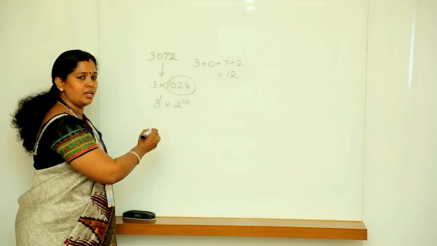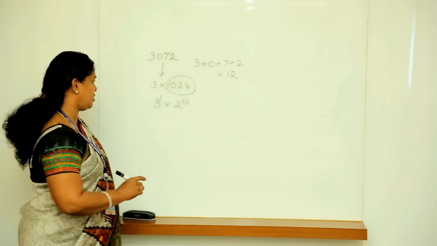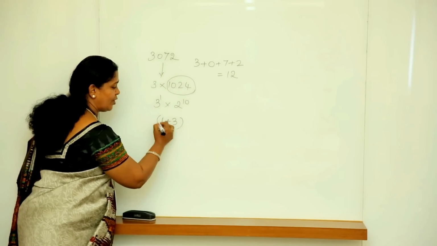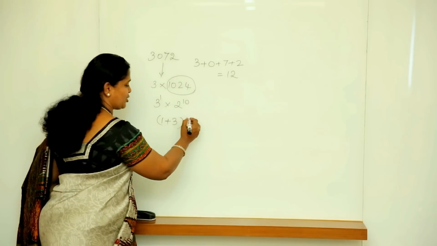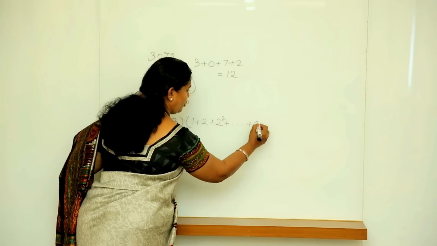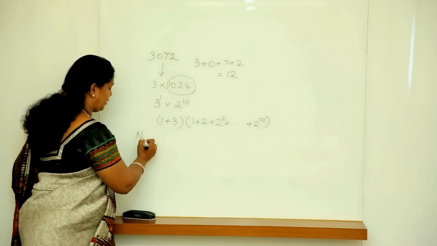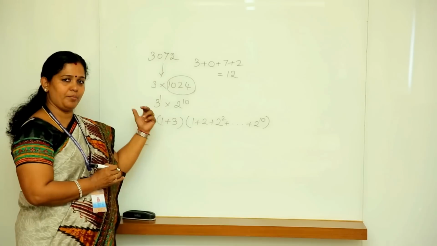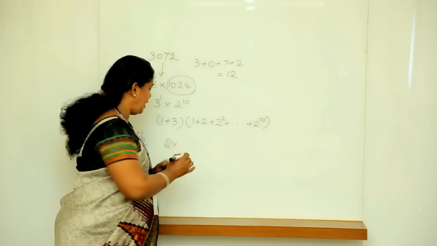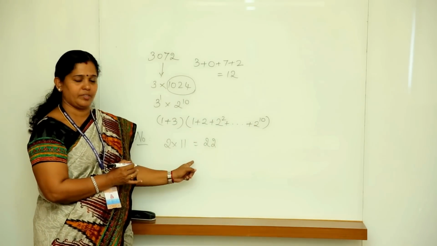Let us now find only the number of factors of this 3072. Now, I will express this as 1 plus 3 and 2 power 10 will be expressed as 1 plus 2 plus 2 square till 2 power 10. Now, to find the number of factors, following the same procedure as before, this has 2 and this has 11 factors. So, totally there are 22 factors in 3072.